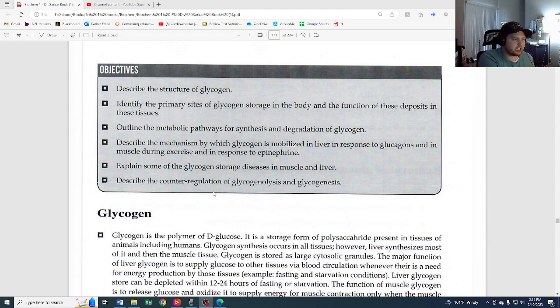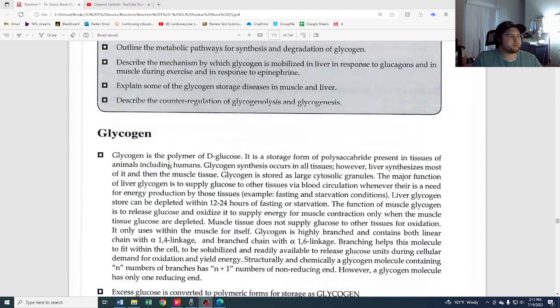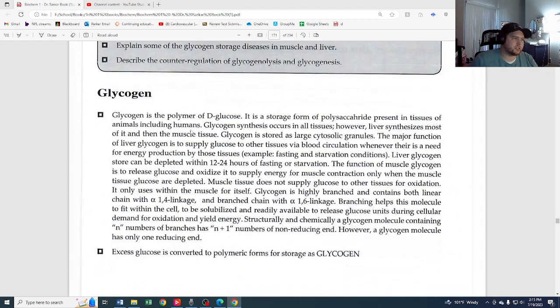So, glycogen is the polymer of D-glucose. Remember, we talk about polymer. Take a minute to remember what that is. Okay. It is a storage form of a polysaccharide present in tissues of animals, including humans. The glycogen synthesis occurs in all tissues. However, the liver synthesizes most of it, and then the muscle tissue. Glycogen is stored as large cytosolic granules.